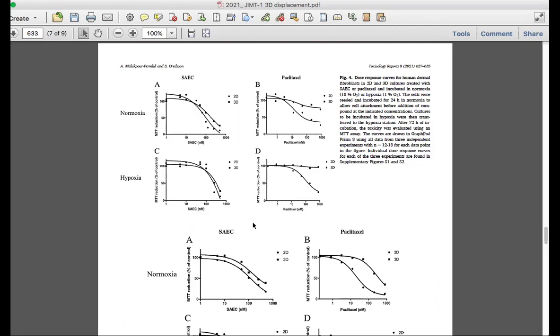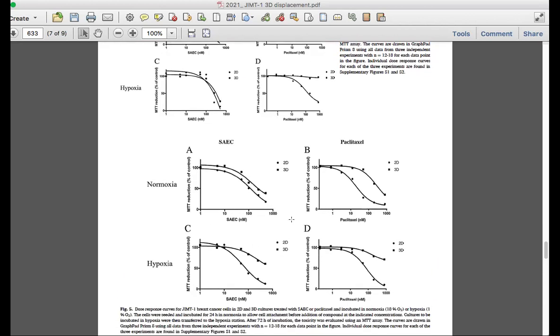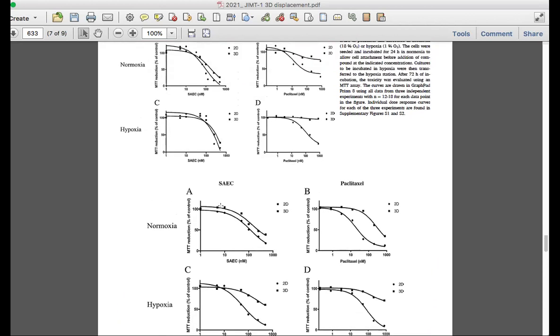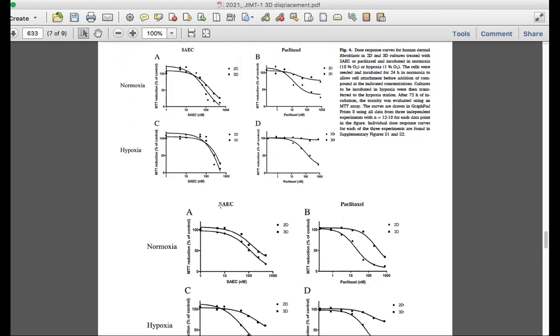Also, they present these dose response curves for the fibroblasts, and here we see the fibroblasts, and below we see the GIMT1. So these are the dose response curves for each drug. So here you see the 2D culture compared with the 3D culture, and here you see the colorimetric MTT, which correlates with the cell number.